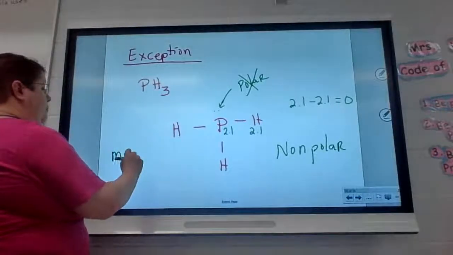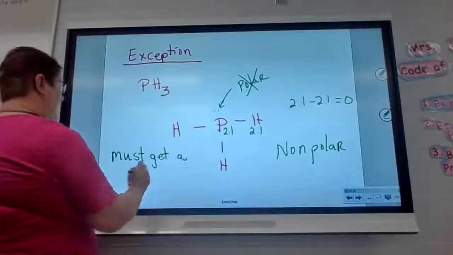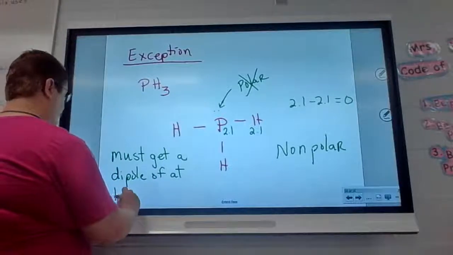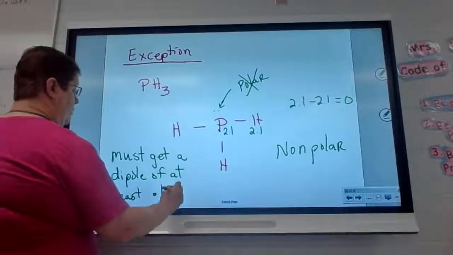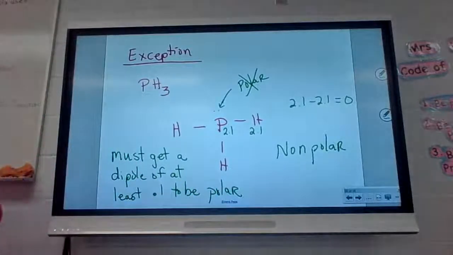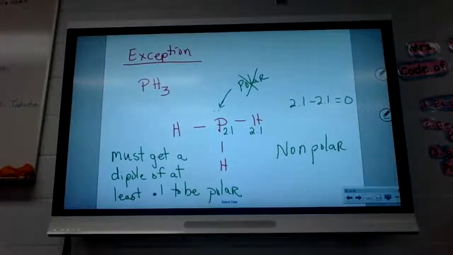You must get a dipole of at least 0.1 to be polar. And if you get 0, it's a non-polar molecule. It doesn't happen very often. P and H will do it, N and maybe Cl. Yeah, nitrogen and chlorine will do it. There's very few combinations that will do it, but every now and then one will. It pops up. So just be aware that that can happen.